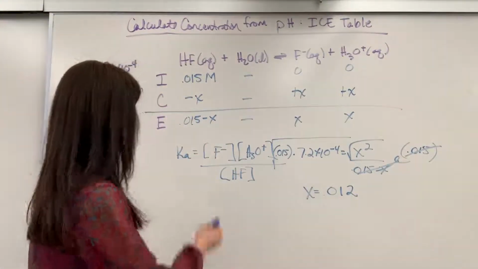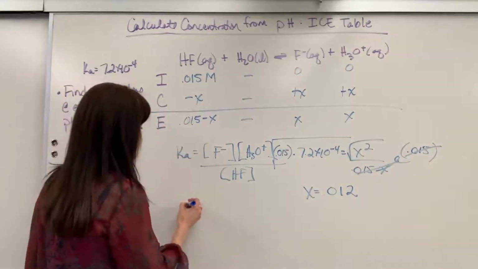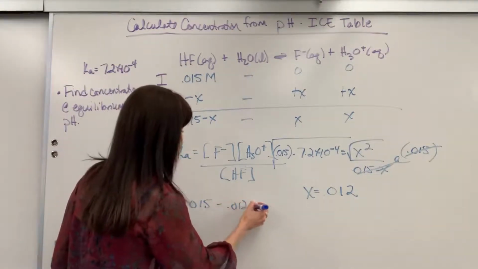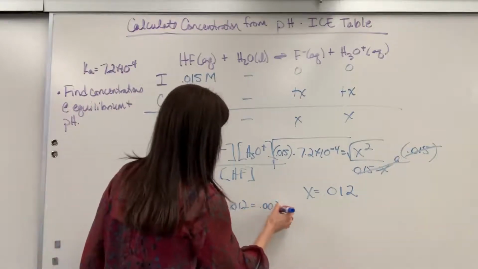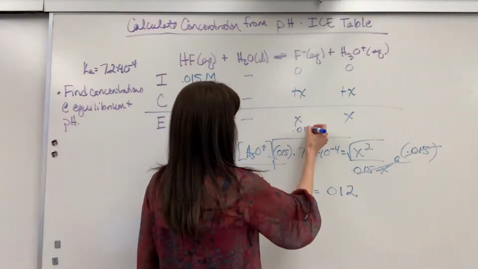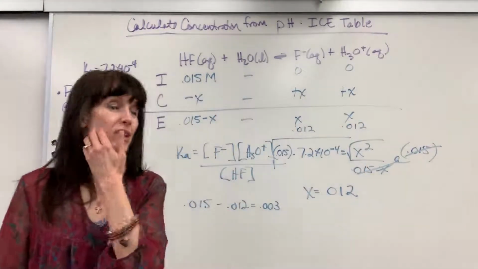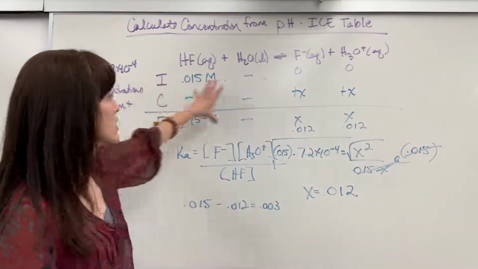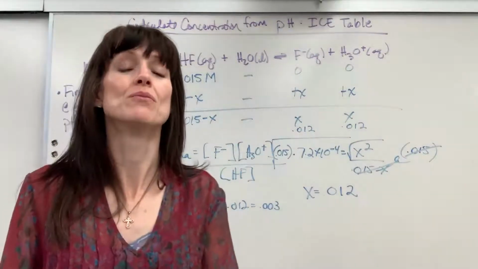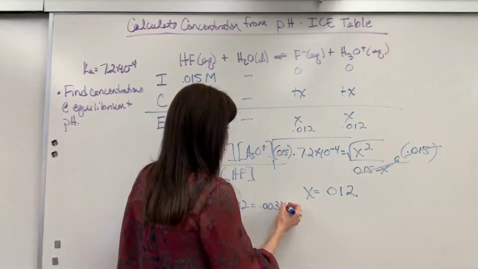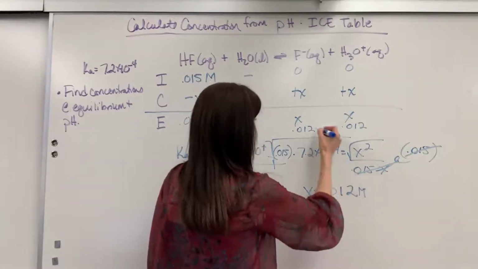So if we plug this in, I'm going to get 0.015 minus 0.012. What's that going to give us? 0.003. And then here I have 0.012, 0.012. Those are going to be my concentrations. You'll recall all of the concentrations on the ICE table, they're all molarity. So by definition, I could just put a big M like this. So M.